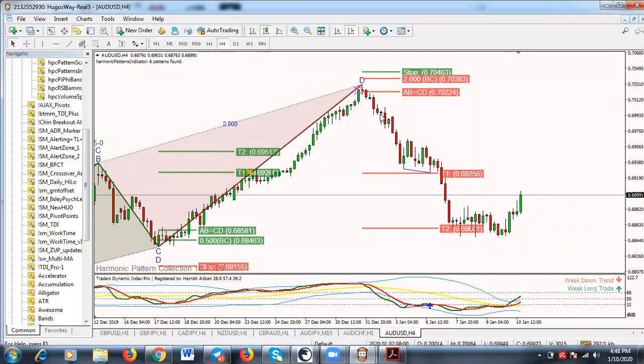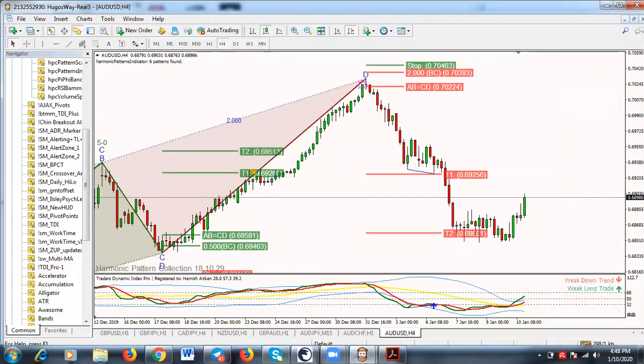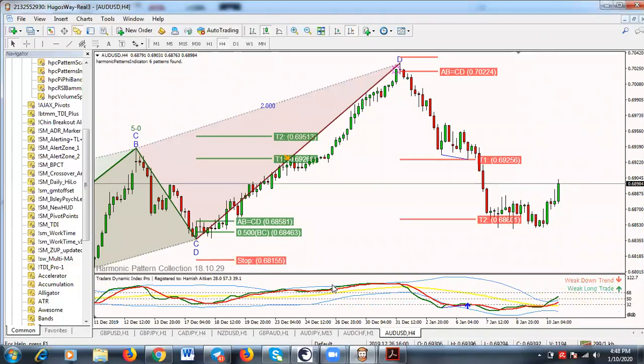That's the 2, 1, 2, 3, 4, 5, 6. So it took about 3 days for this target to be hit. So we took this trade, and this was a swing trade. We actually still take some swing trades from time to time.